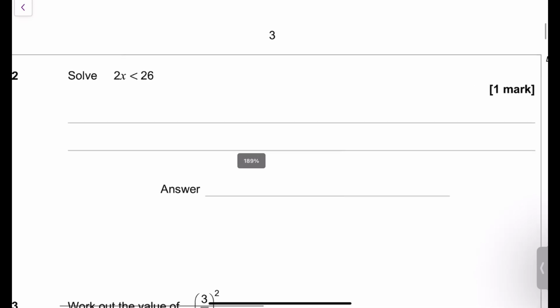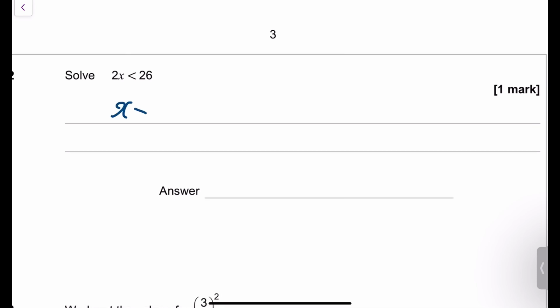Solve the inequality. It doesn't say anything about integers or anything like that. So all you do is divide across by the 2, which means x is less than 13.